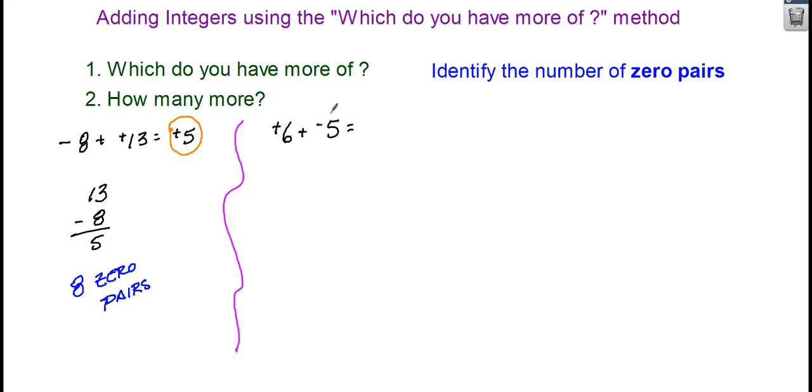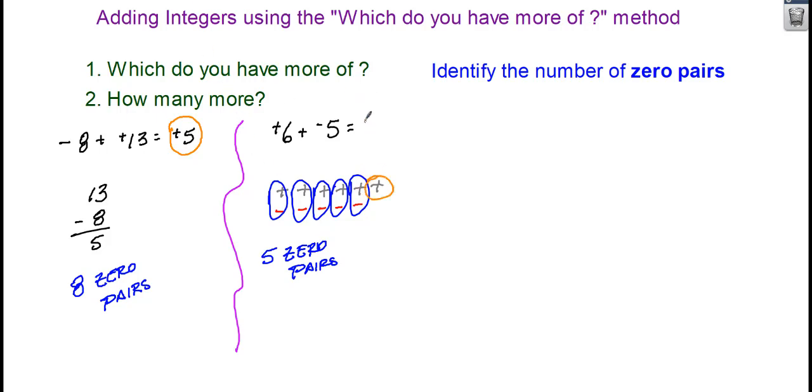Positive 6 plus negative 5. All right, I've got 6 positives. And I have 5 negatives, which means I've got 5 zero pairs. 1, 2, 3, 4, 5 zero pairs. I have this one positive left over, which means my answer is positive 1.